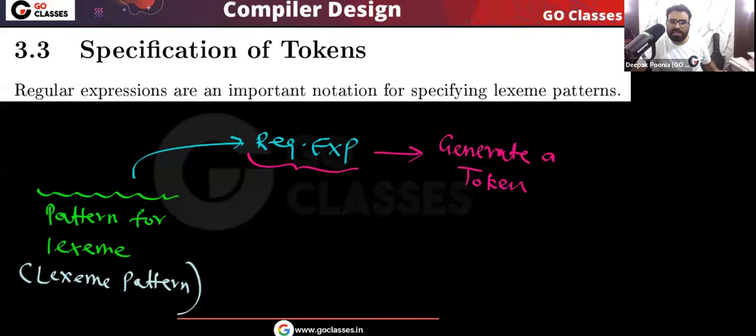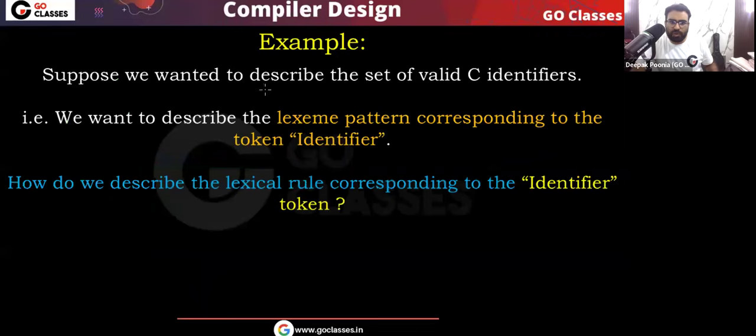With an example, this will become very clear. So let's take one example. Suppose we want to describe the set of all valid C identifiers. Meaning in the C language, we want to describe all the valid identifiers. Remember what an identifier is? In the previous lecture also we have seen identifier. This is basically a token given to the user defined names, for example user defined function names and user defined variable names. Now what we want to do is describe the set of all valid identifiers in the C language.